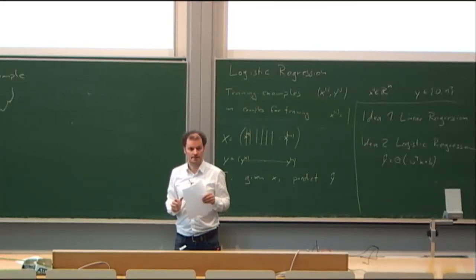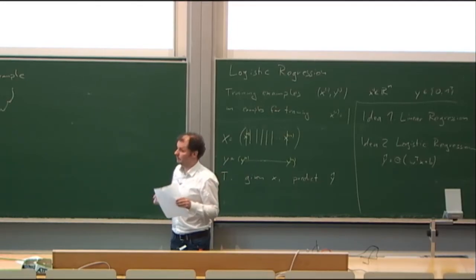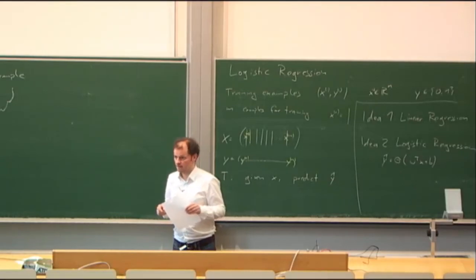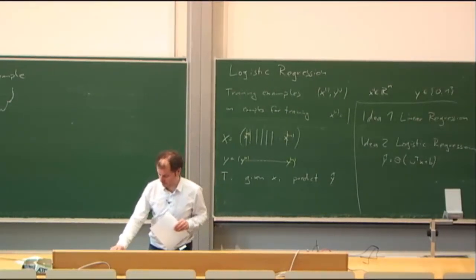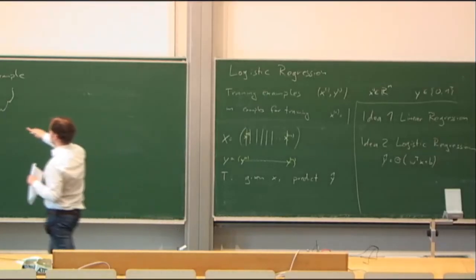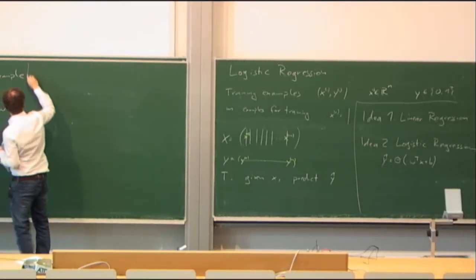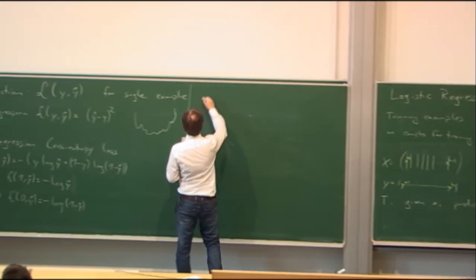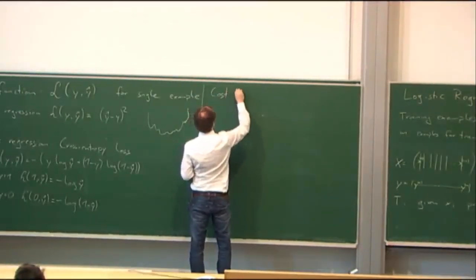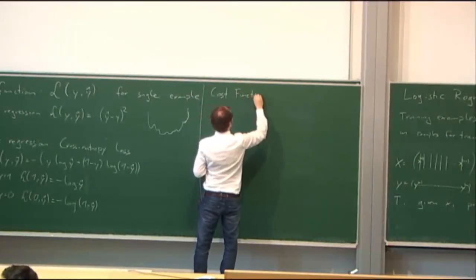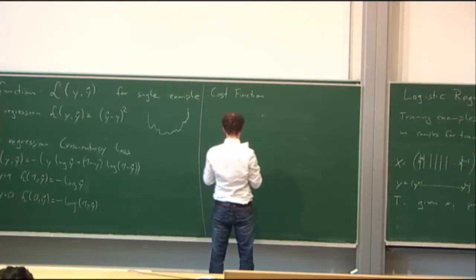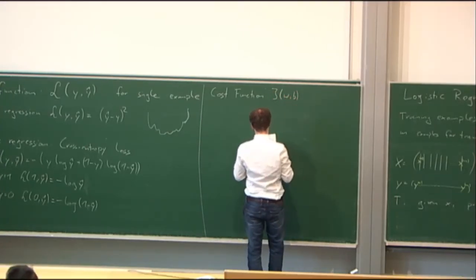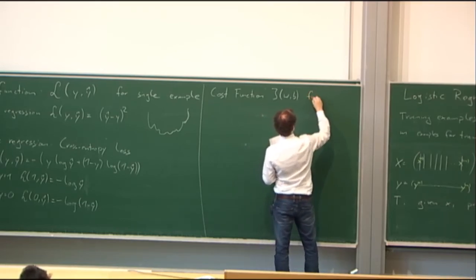What's missing? What's the next step? After we have the loss function, what's the next thing that we need? Yes? The cost function, yes. Next, we need the cost function. Loss function just measures the loss for a single training example. And now we need to define the cost function J of W and B for the entire training set.